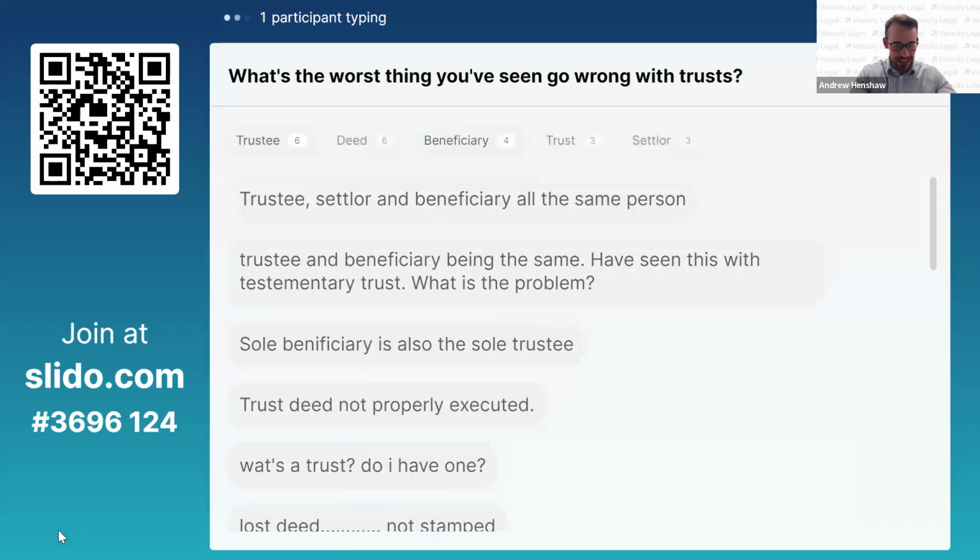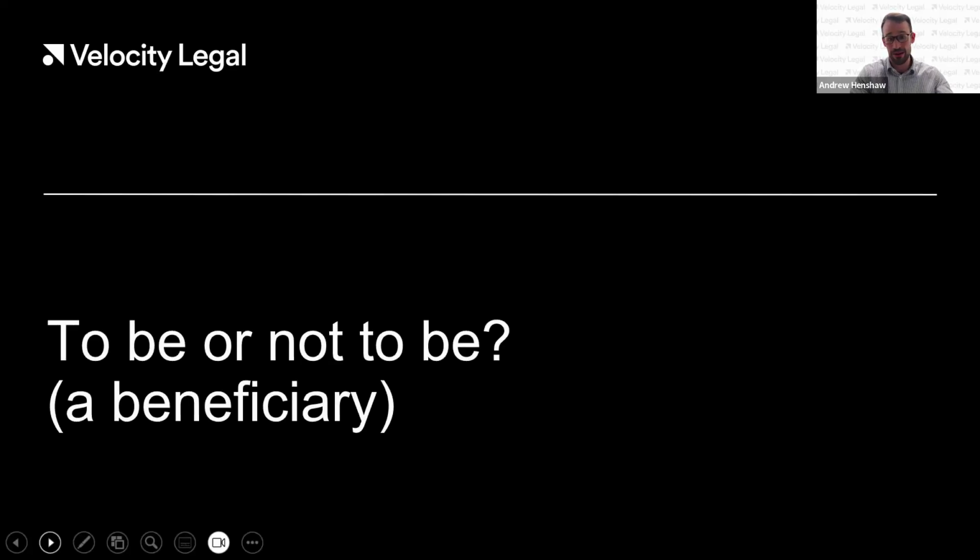All right. Well, let's move on to the first topic. I'm going to come back to lost trust deeds later on. But I'm going to start with an example of something going very wrong: whether someone is a beneficiary of a trust or not.